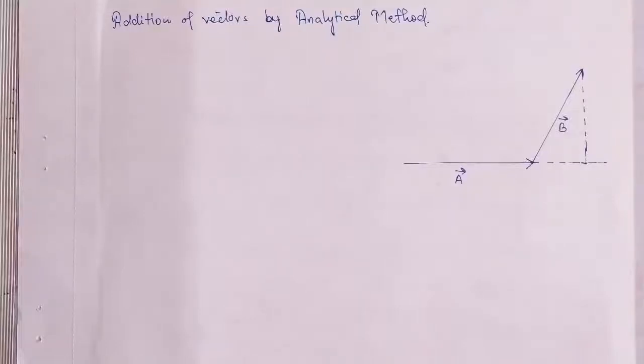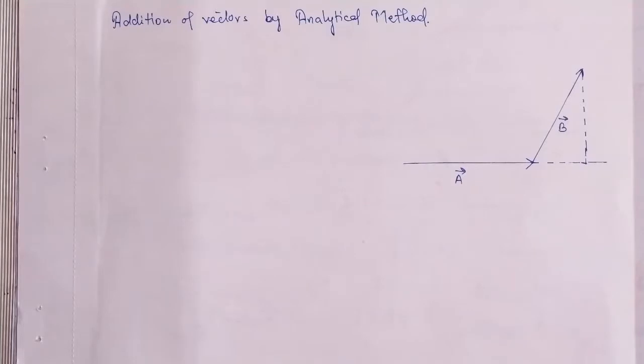Hello class 11th. So today we are going to discuss the addition of vectors by the analytical method. Before this we have prerequisite knowledge of what a vector is, what the different kinds of vectors are, and how to do the addition of vectors by using the graphical method. But the graphical method has several limitations, such as drawing vectors that are very large. So in that case we can use the analytical method.